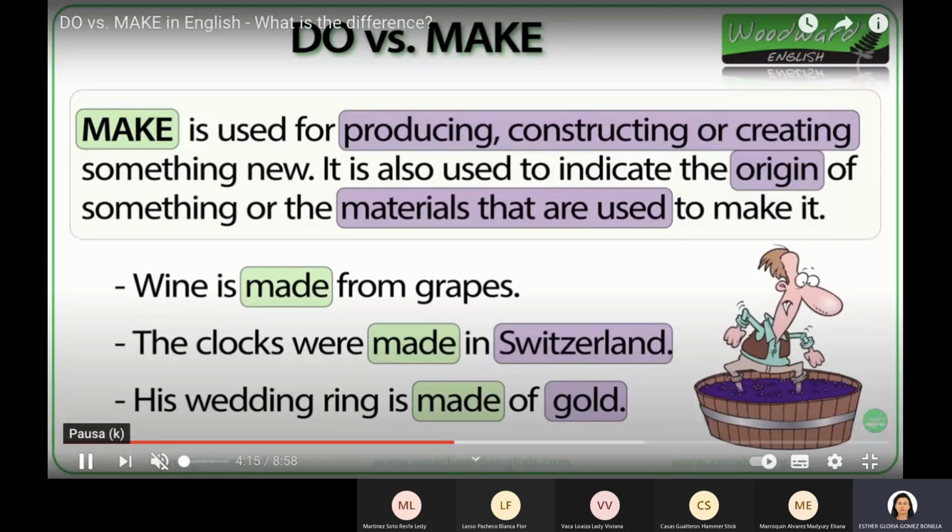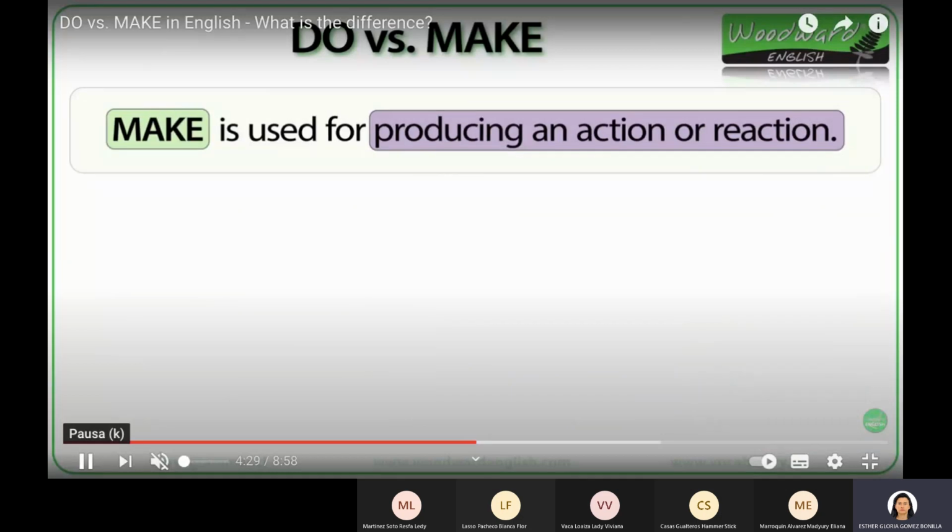Okay, so in those cases you use make when the final product is something that is material, is an object, is a thing, and you don't need an intellectual effort, but you need a physical effort, no? And do refers to something that is intellectual. Make is used for producing an action or a reaction.